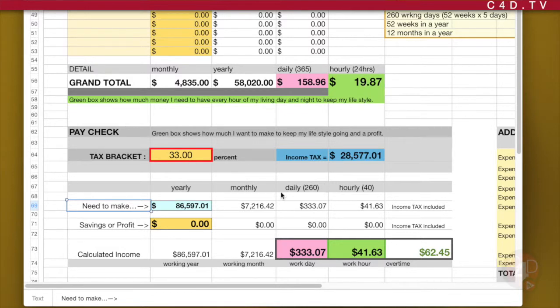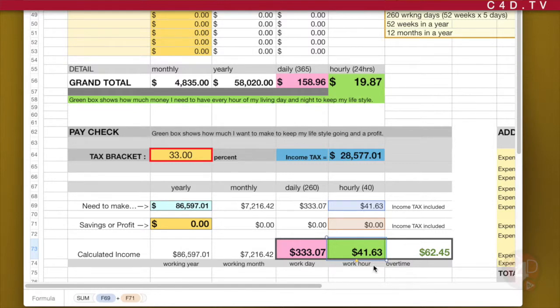Okay. So this area over here, and you will see the pink or purple color number, that is my work day, how much my work day is actually worth. And when I say work day, that means there are 7 days a week, so this is 5 days. So every single day out of the 5 work days, I need to make 333 and 7 cents.